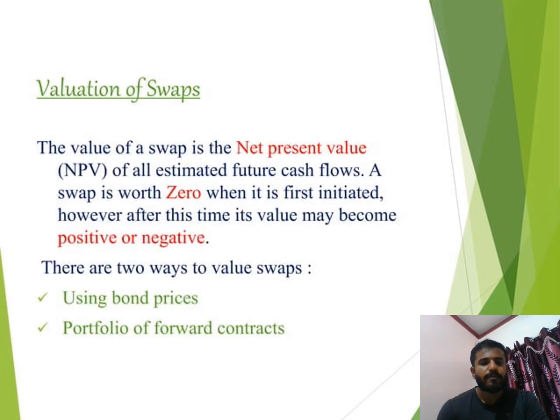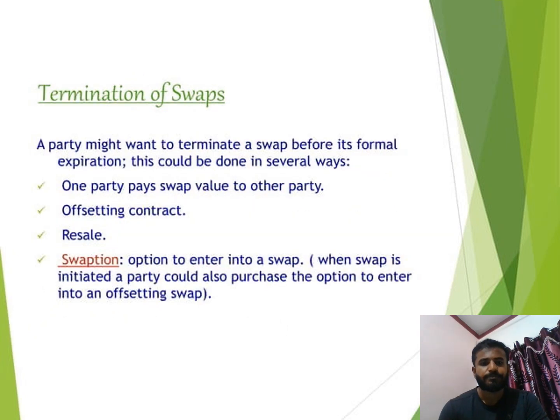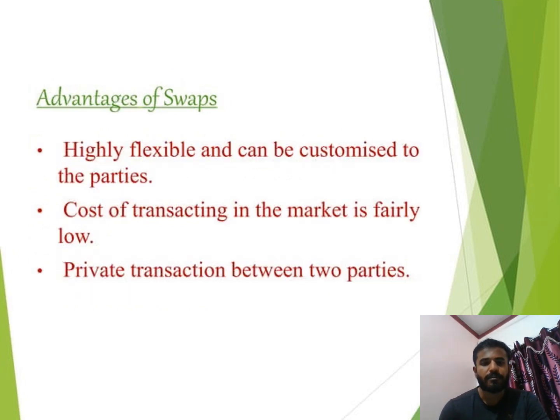Valuation of swaps: the value of the swap is the net present value of all estimated future cash flows. A swap is worth zero when it is initiated. However, after this time its value may become positive or negative. There are two ways to value swaps: using bond prices and using a portfolio of forward contracts. Termination of swaps: a party might want to terminate the swap before its formal expiration. This can be done in several ways, like one party paying the swap value to another party, an offsetting contract, or resale.